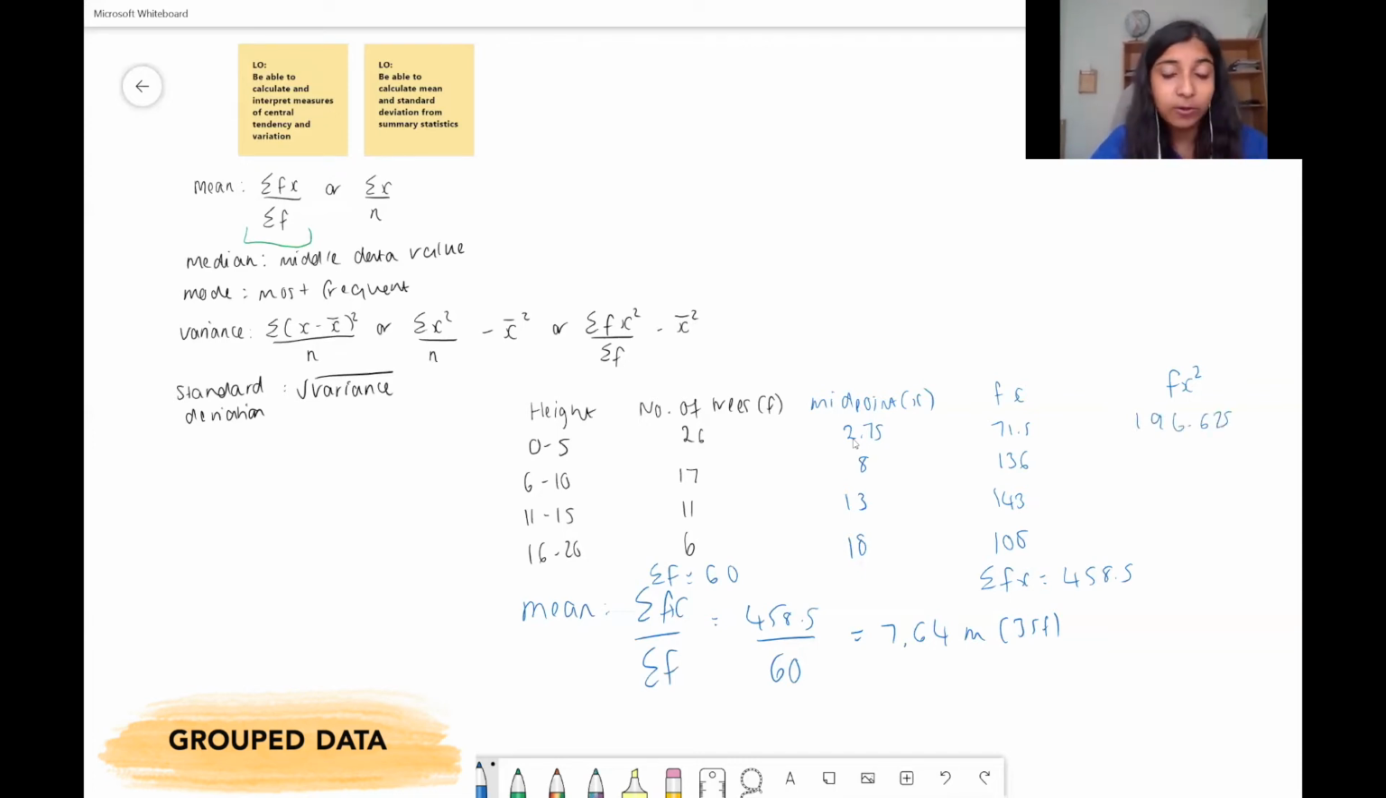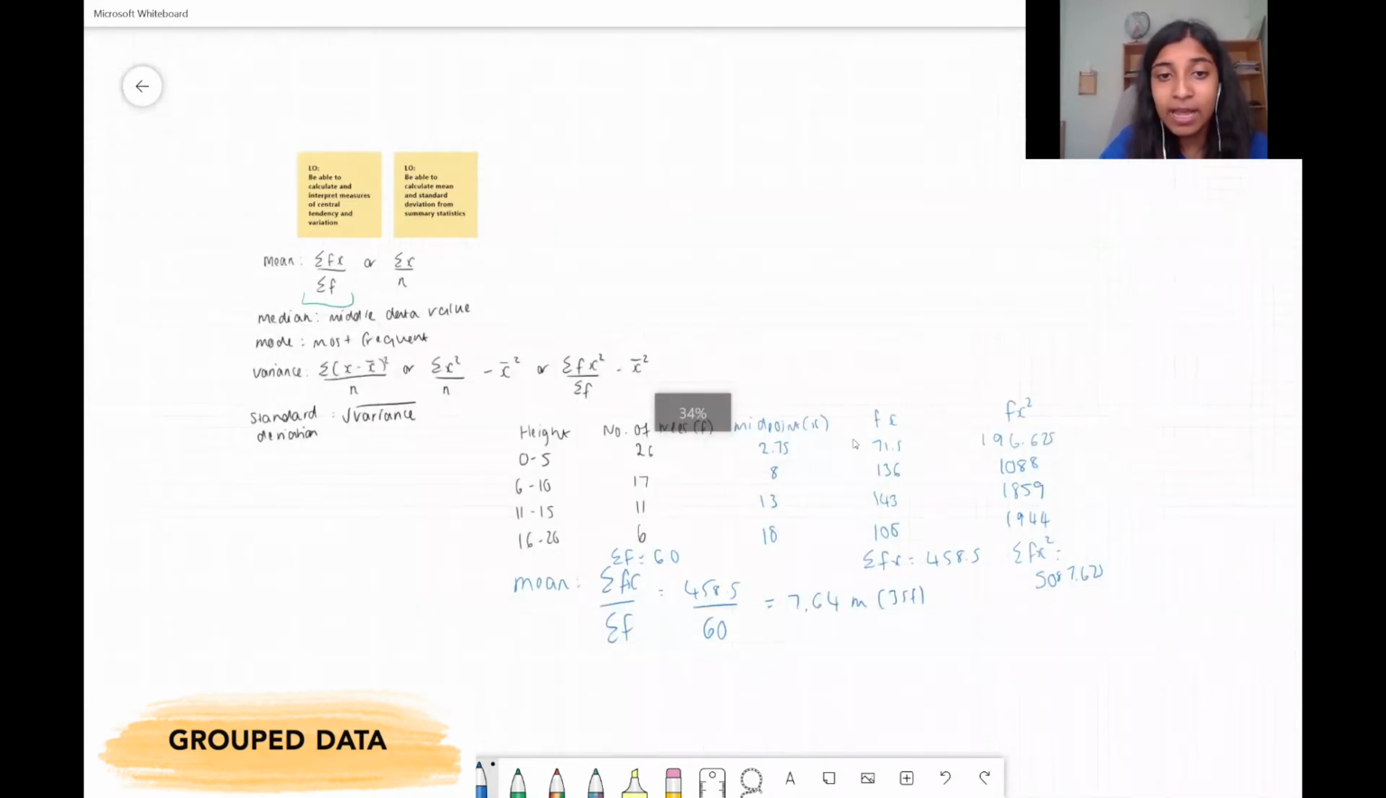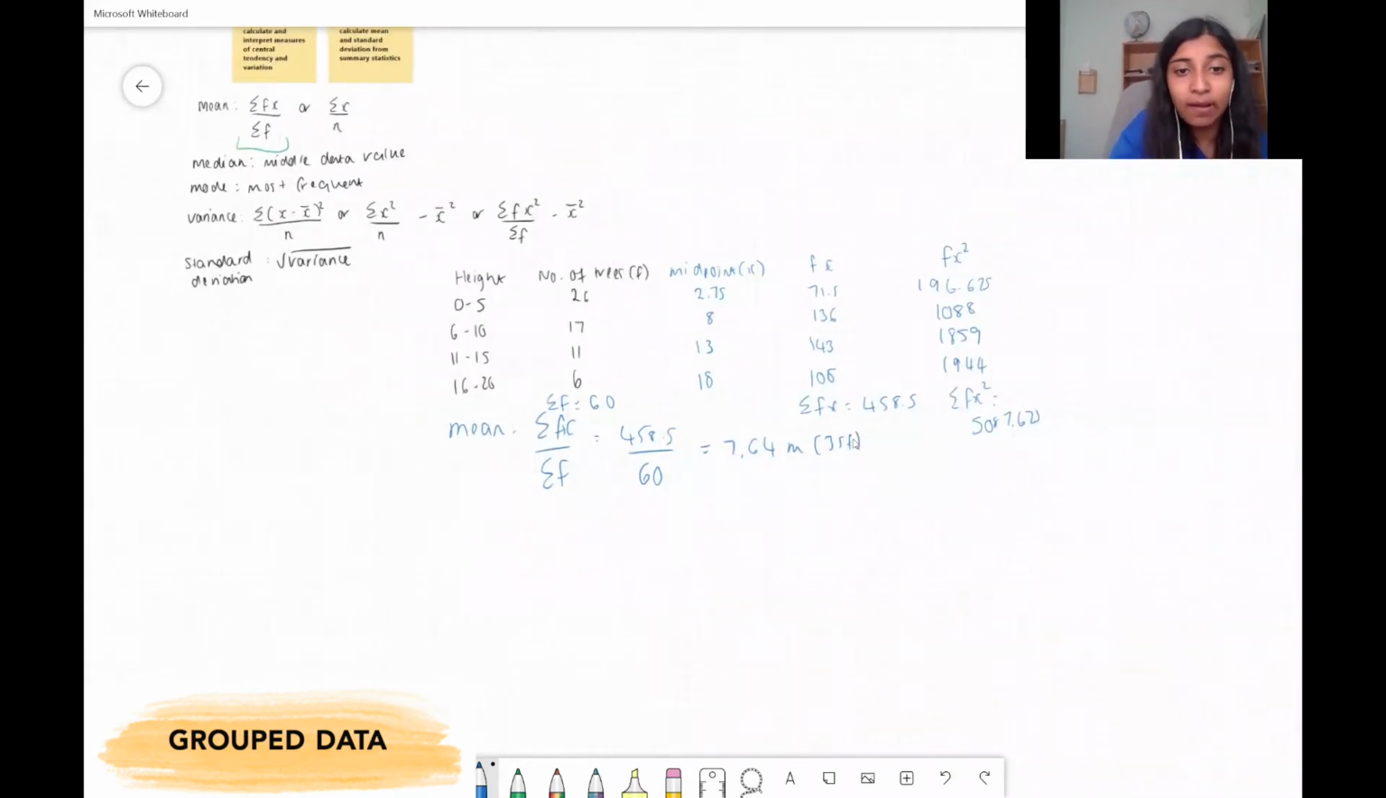196.625. Now if we were to do 17 times 8 squared, we'd get 1088. If we were to do 11 times 13 squared, we'd get 1859. Now if we were to do 6 times 18 squared, we'd get 1944. Now if you see the formula, we need the sum of fx squared. So if we add up this whole column, we would get 5087.625.